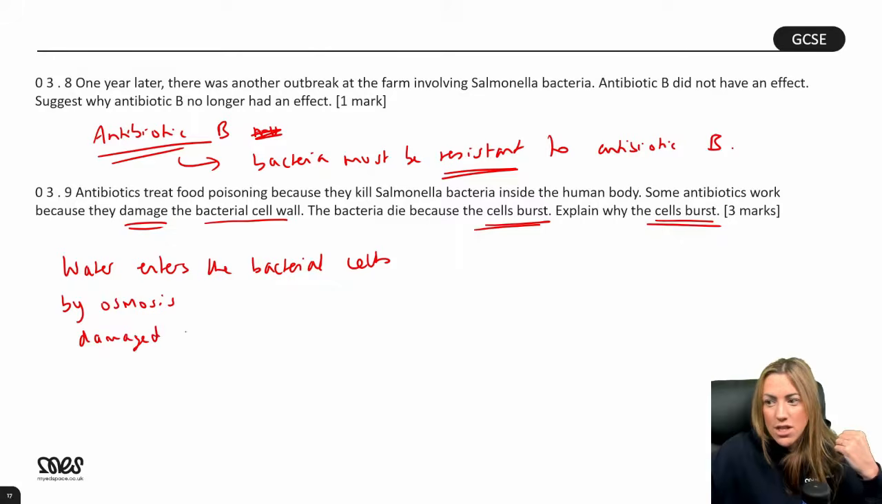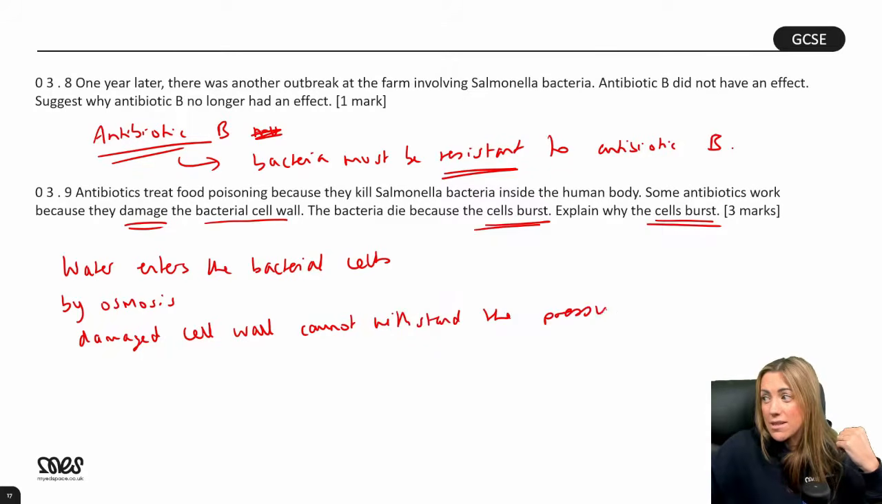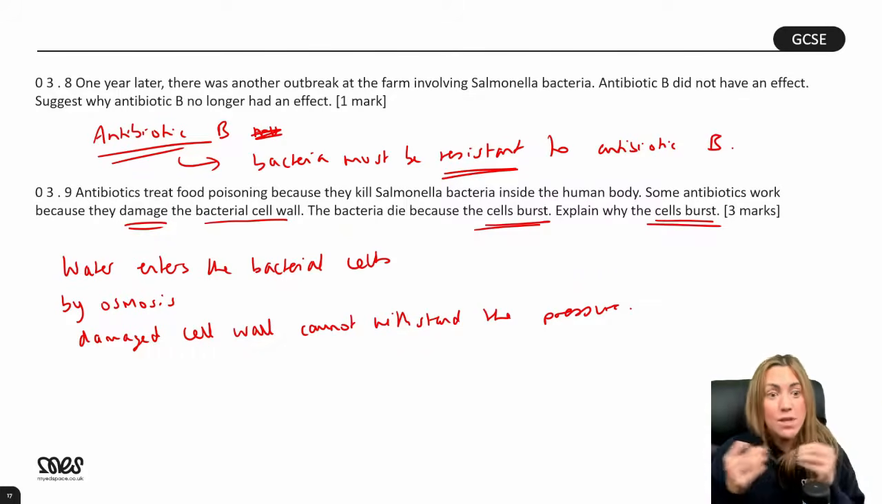So the damaged cell wall cannot withstand the pressure. So they burst. And that's it, really. So water's going in by osmosis, because osmosis is the movement of water from a dilute to a concentrated solution. So water's going into these bacterial cells by osmosis. Just saying that word can get you another mark.